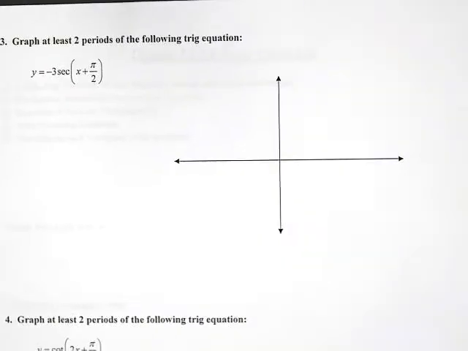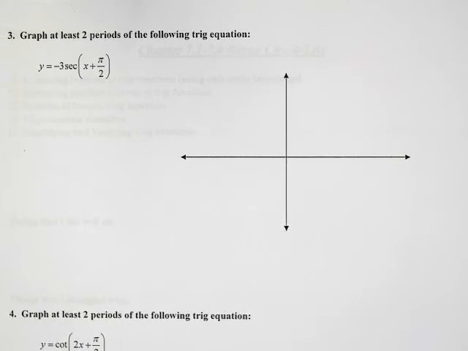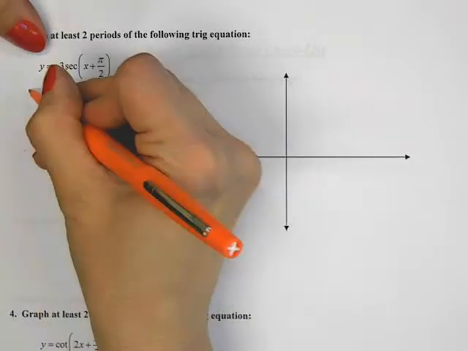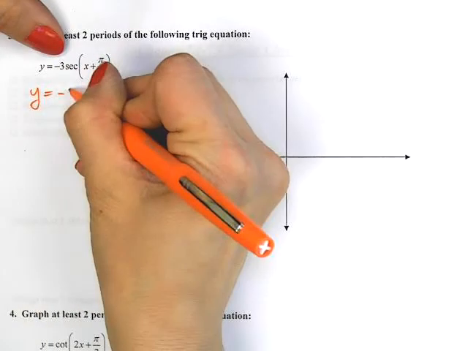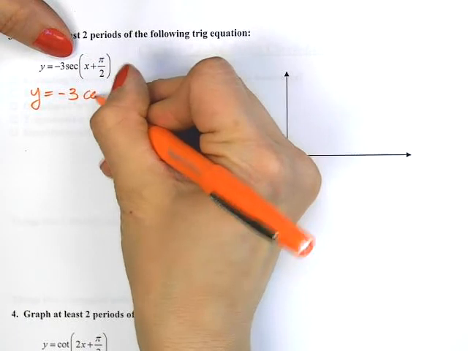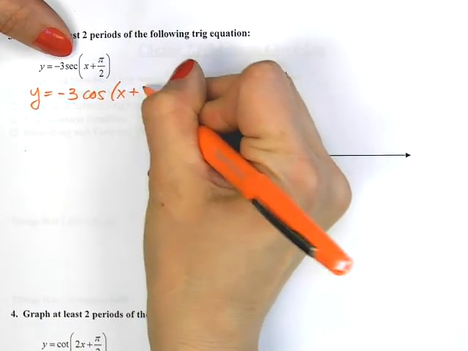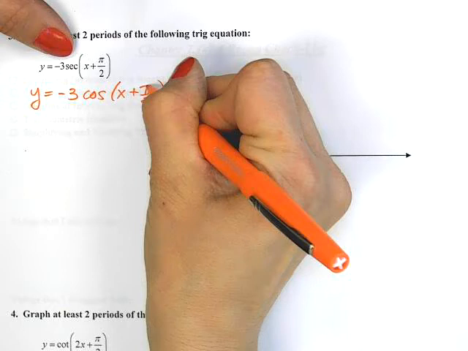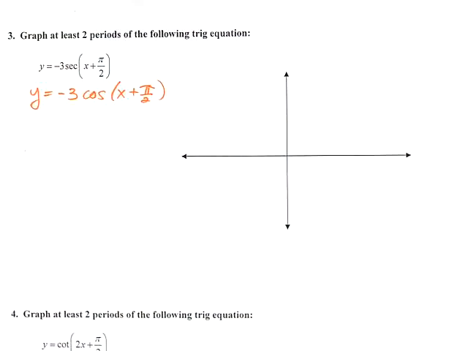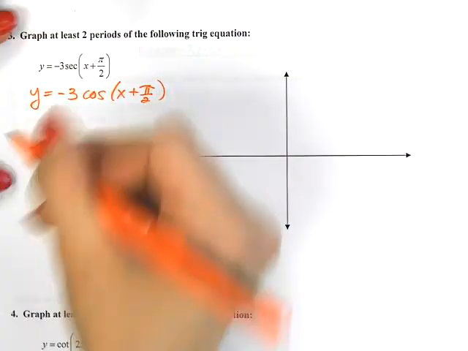Graph at least 2 periods of the equation. So first of all, is it ready? And the answer is yes, it's definitely ready. I'm going to go ahead and maybe write his reciprocal one. To graph a secant, we really have to know how to graph a cosine problem. So let's just think about cosine right here. Okay, so there's some things you have to know. What is the amplitude?